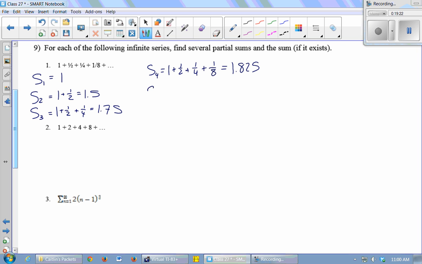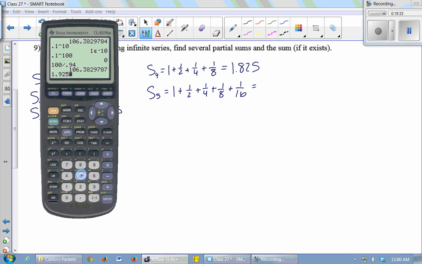Maybe one more. S5 is 1 plus a half plus a fourth plus an eighth plus a 16th. 1.825 is the first four terms, and then add the 16th. I think 1.825 might be wrong. It's 1.875, and then plus a 16th is 1.9375.